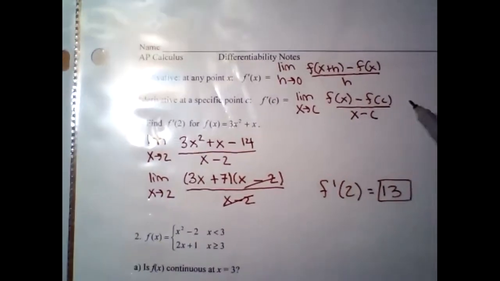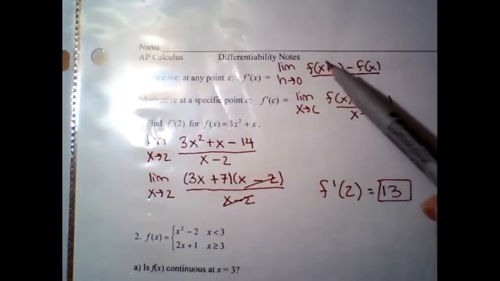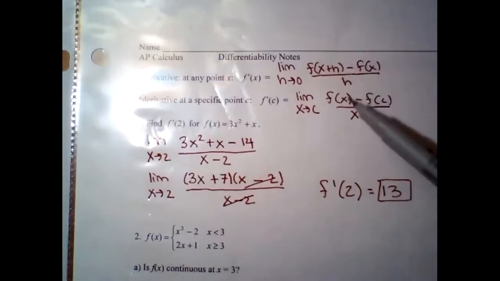So this formula is a little quicker when you just want the derivative at one number. If you wanted to get the derivative at several different values, you would want to find f prime and then use that to plug into. So it just depends on what you want to do.